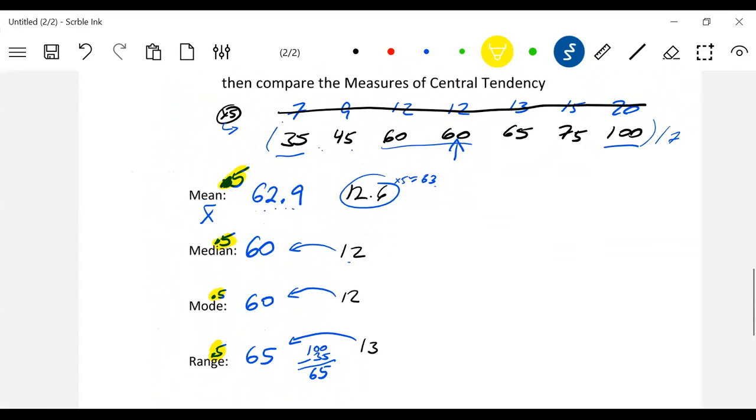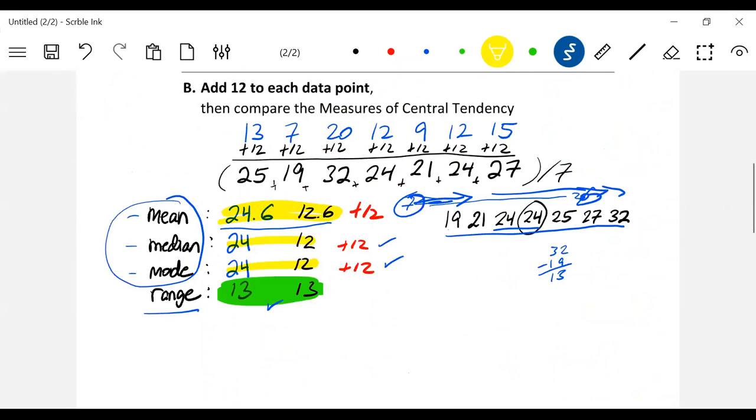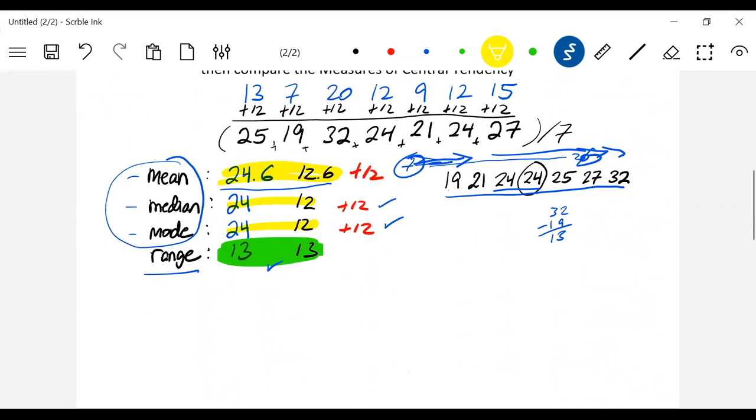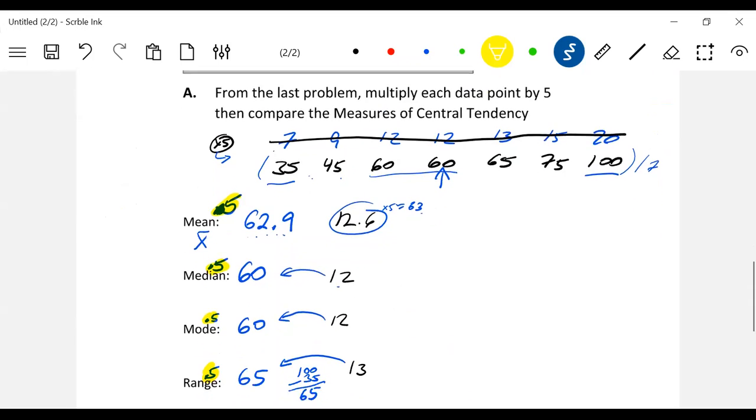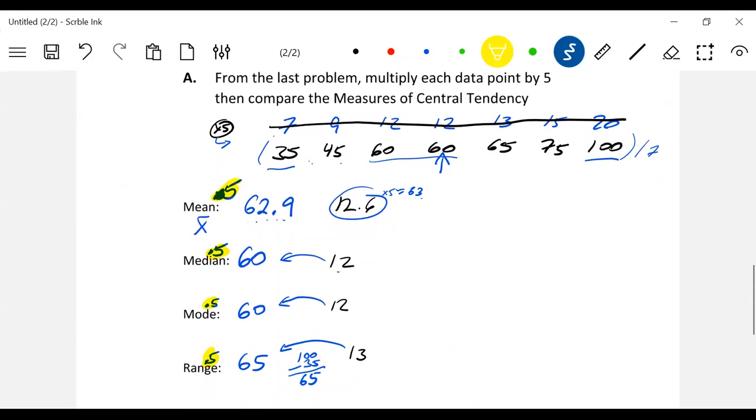So in each one of these cases, just simply multiplying by 5 does indeed give us the new measures of central tendency. So when you are adding them, all the measures of central tendency go up by the amount you add, except for the range, which stays the same. When you are multiplying each data point, you this time have all of them changed by the same multiplication factor, in this case 5.